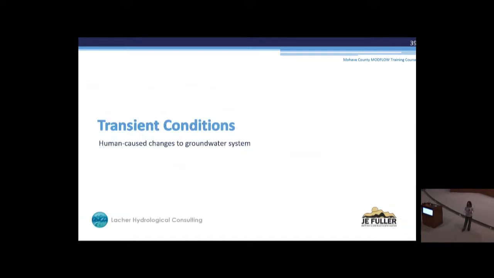So once the steady state model is run and it's just set up, it's like Darcy's law. It's just running. It's the same inflow all the time, the same outflow all the time. All it's showing is that this is what the system looks like with no perturbations from humans.